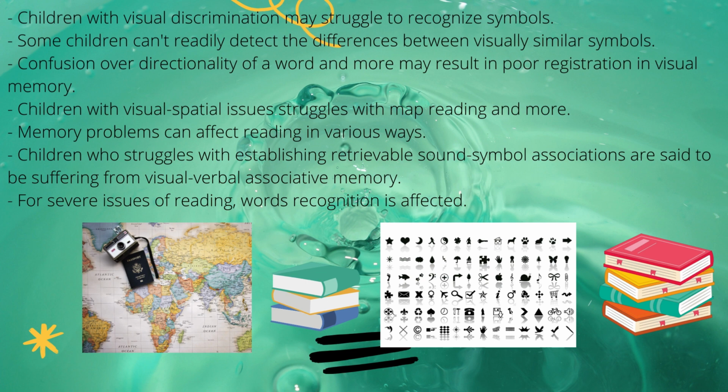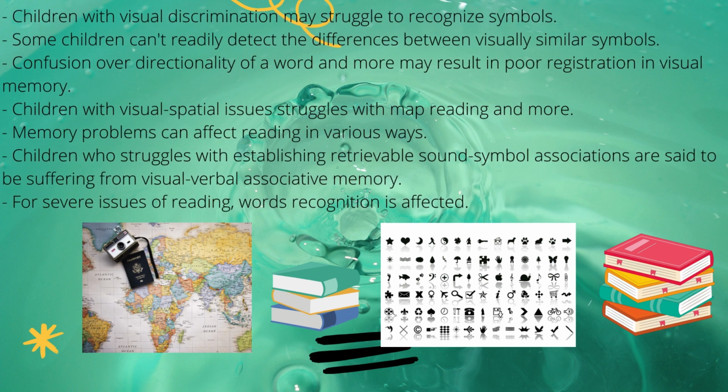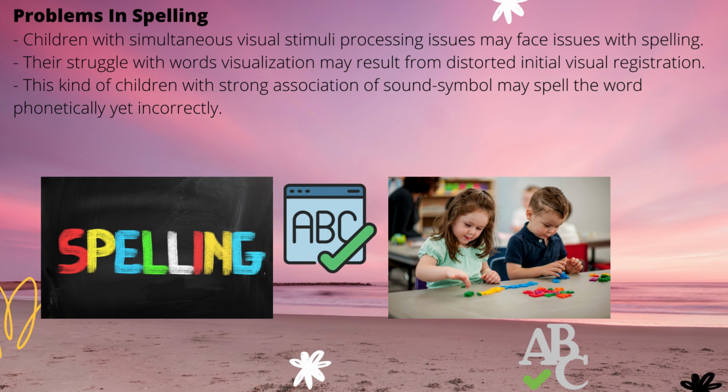Children with visual spatial problems usually struggle with map reading and more. Memory problems can also affect reading in various ways, such as the inability to remember the visual shapes of letters and words. Children who struggle with establishing retrievable sound symbol associations are said to be struggling with visual verbal associative memory, and therefore are unable to associate the sound with what is heard or seen. For serious reading issues, word recognition is affected, which can also affect sight vocabulary acquisition.